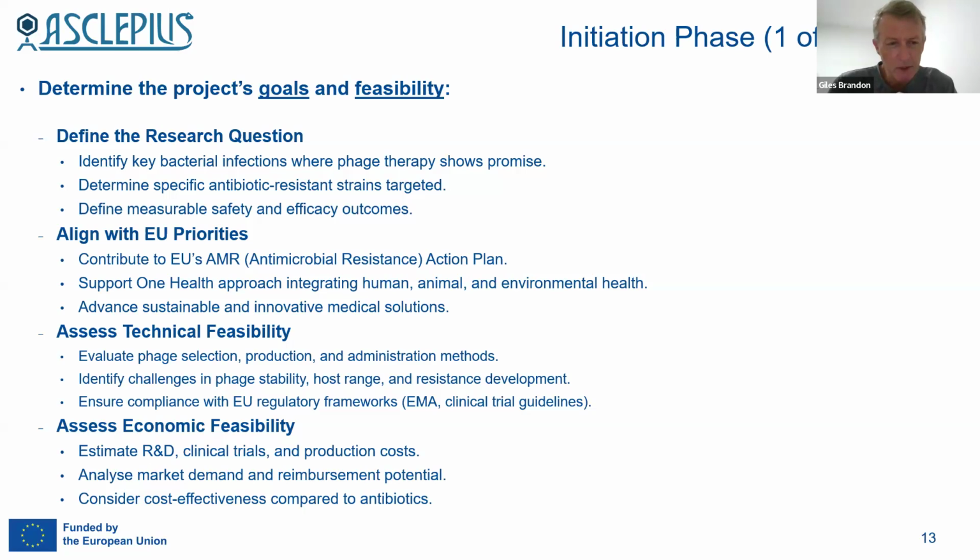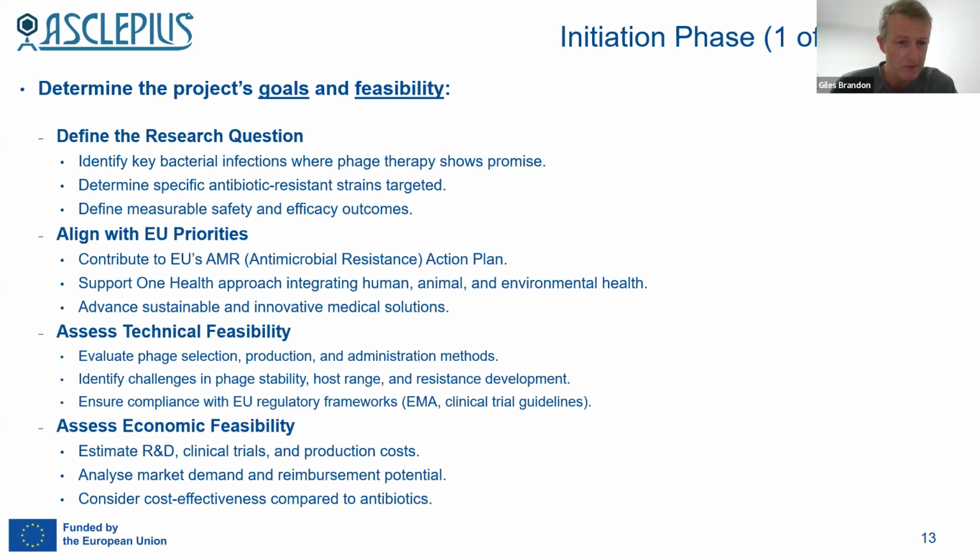And more generally, we need to look up what the EU says about advanced, sustainable, and innovative medical solutions. Maybe we can find a way to align our project with those. We're going to need to think about assessing the technical feasibility for our projects. We need to evaluate the phage selection, production, and administration methods. We need to identify challenges in phage stability, host range, and resistance development. Yes, we need to ensure compliance with the EU regulatory frameworks. So we need to think about these issues as we're starting to put this proposal together.